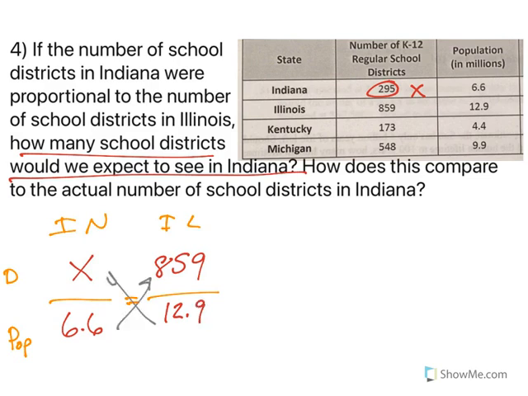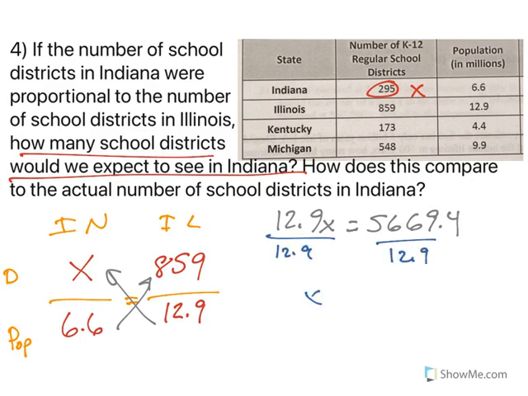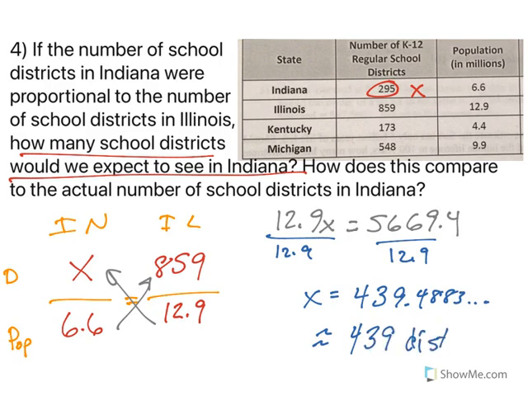We're ready to do the math, so we cross multiply. 12.9x equals 5,669.4. We divide both sides by 12.9 to isolate our variable. And x is 439.4883, goes on and on and on. So we're going to round to 439 districts. That is what Indiana would have if they were proportional to Illinois.